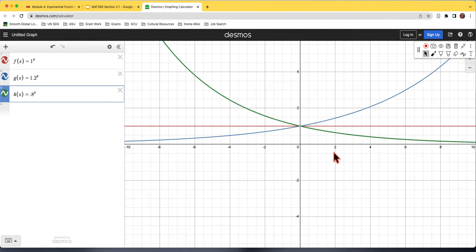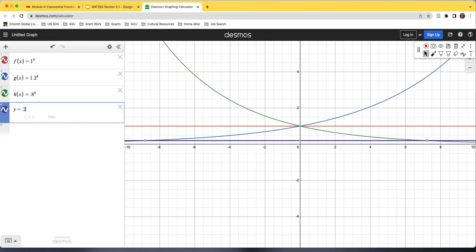Okay? So if you're less than 1, the further less than 1 you are, the steeper the decline, right? Let's see, I think that's how it works. So let's go with y equals, let's go with like a 0.2. So that's an 80% loss, right?